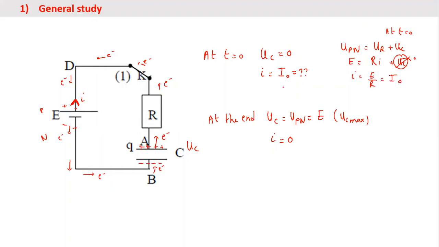So this is equal to E over R. If we have more than one resistor, then it will be E over R total. And this is how we find the voltage and the current at the beginning and at the end of the charging process.